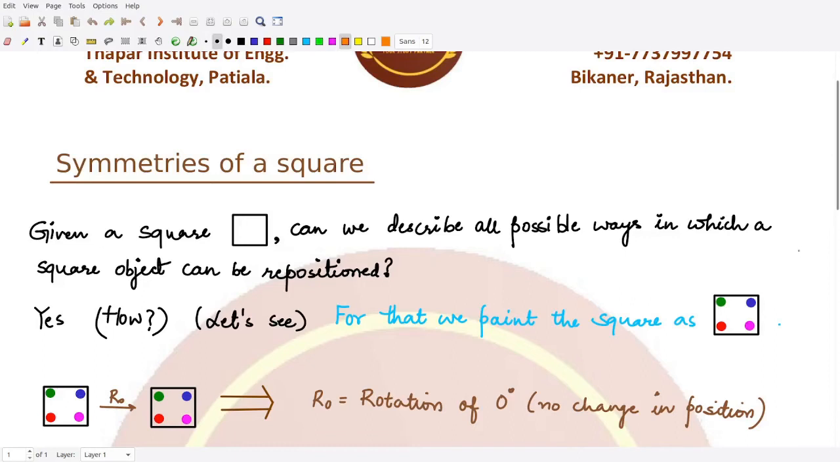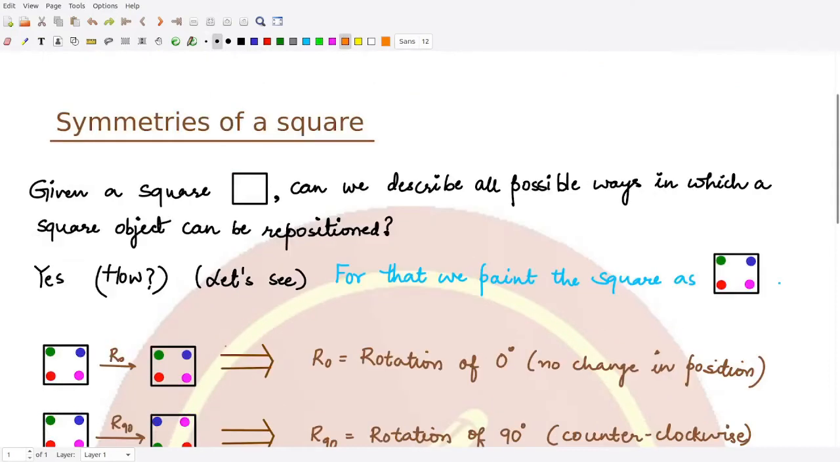The first operation that you could apply onto the square is R0. Now what does this R0 mean? R0 means you are rotating the square by 0 degrees. What does that mean? Eventually it means you are doing nothing to this square and you are just keeping it as such. So in terms of rotation, you could say we are performing a rotation of 0 degrees. If you keep it the same, we will have the same square back, correct?